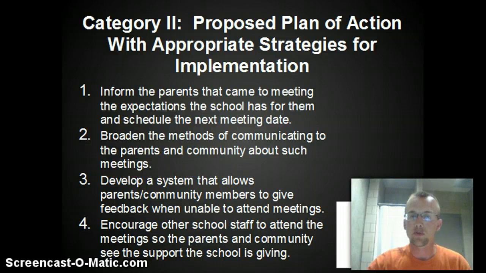The easy way of doing this would be setting up something like a Facebook page for the school or the school website, where you could have a question and answer area where you could state a topic and then parents could leave their responses to the topic. And the last thing that I would use is encourage the other school staff to attend the meetings so the parents and community know the school is serious about getting involved in the education of their students.